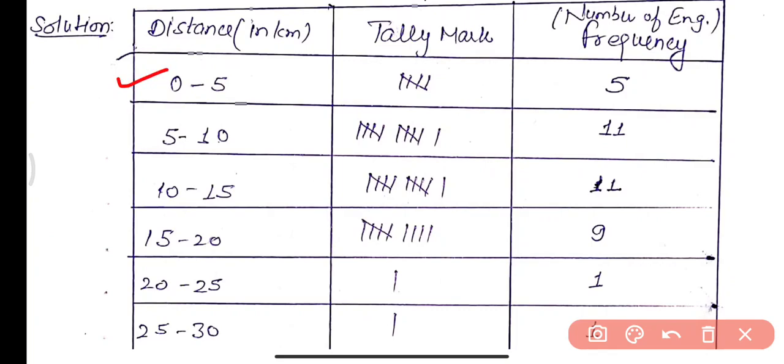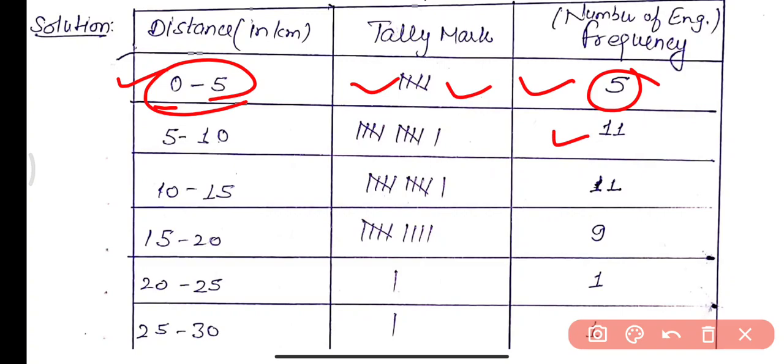So 0 to 5 kilometers. So number of engineers whose distance from their residence to workplace is either 0 kilometer or more than 0 kilometer but less than 5 kilometer are 5 engineers. ऐसे हमारे पास कितने engineers हैं? 5 engineers हैं जिनका distance क्या है, 0 to 5 kilometer की range में है. So 0 to 5. So now tally marks can be represented here. So this is 5. Now 11 engineers are there whose distance from their workplace to their residence is 5 to 10 kilometer, means either their distance is equal to 5 kilometer or more than 5 but less than 10 kilometer. So 10 is not included here, 10 is included in the third class interval.